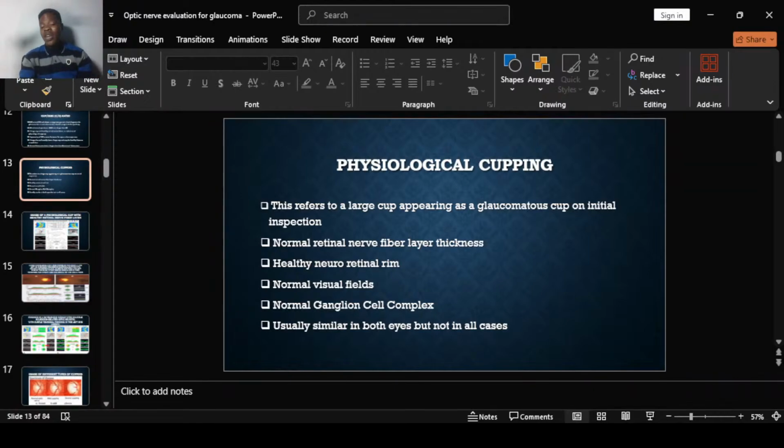Also, it's usually similar in both eyes, but not in all cases. So with a physiological cup, you will see the same 0.7, for instance, on both eyes, or 0.8, usually the same on both eyes, but not in all cases, like I said earlier.